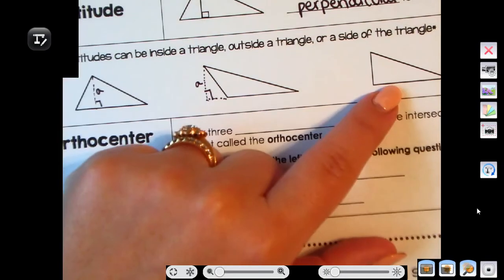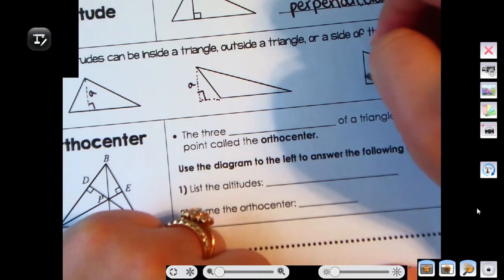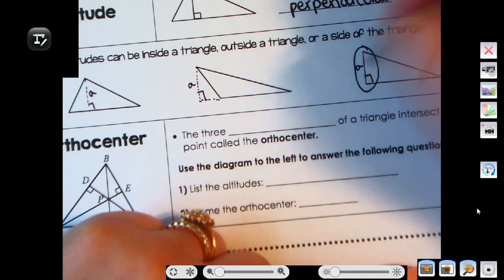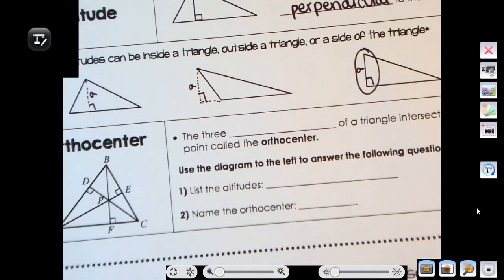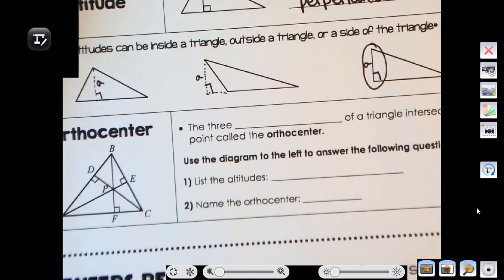And then on one like this one, this is a right triangle. So you already have this 90-degree angle. So this whole little side right here, that would be your altitude. Okay, so that's a little bit different. It's not a line that's drawn inside there. It's just part of the triangle. It's really a leg of the right triangle, but it's also an altitude.